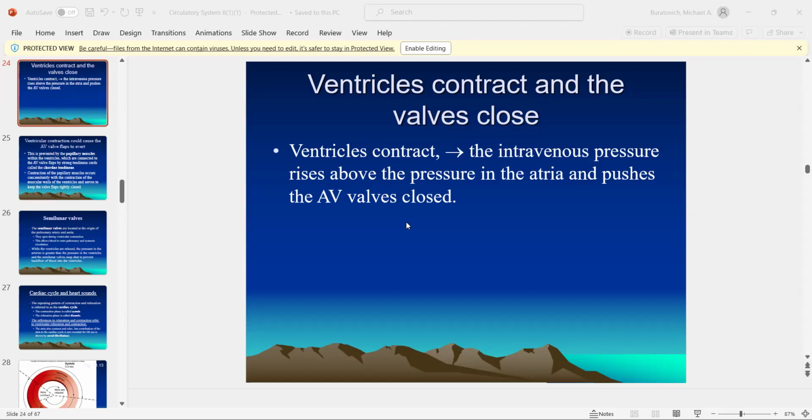The relaxation of the ventricles, as you can read here, will cause the pressure in the artery to exceed that of the pressure in the ventricle because the ventricle is emptied. It's contracted. That causes shutting, and that prevents blood from backflowing from the great vessels back into the ventricle. Otherwise, you get this kind of circus rhythm where blood goes up and goes down and goes up and goes down, and nothing really gets solved.